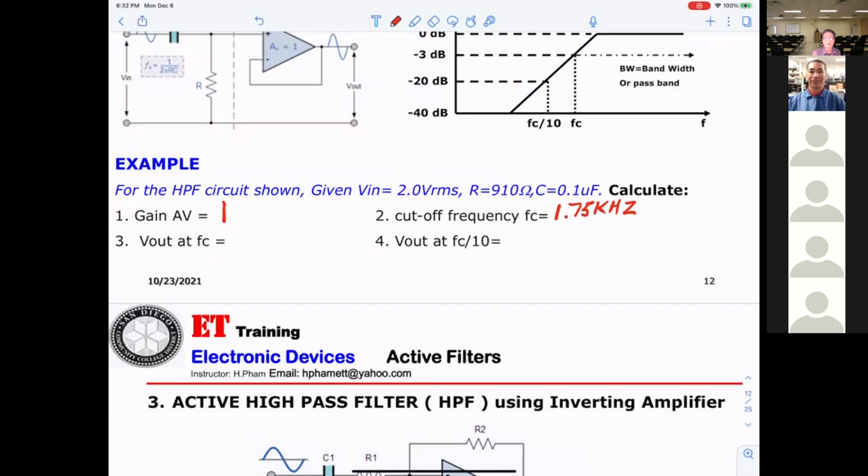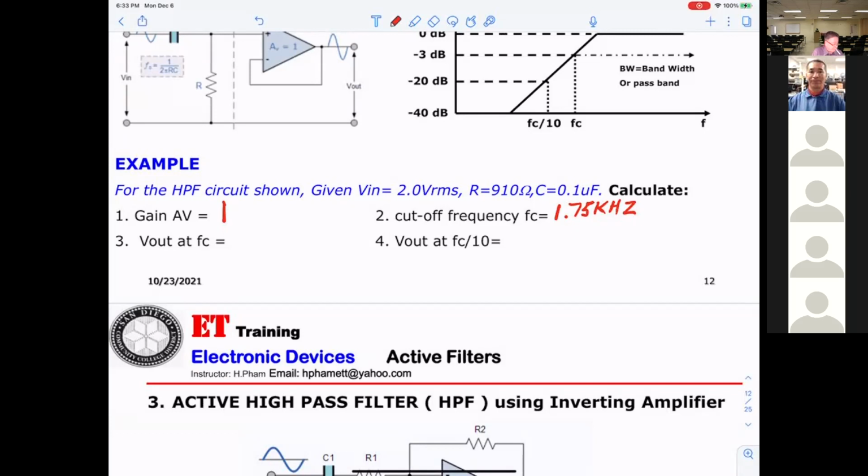Make sure you do the exercise, okay? That means you have to do the calculation. What did Sam get? I got exactly like David, 1.75 kilohertz. Okay. Yeah, me too.